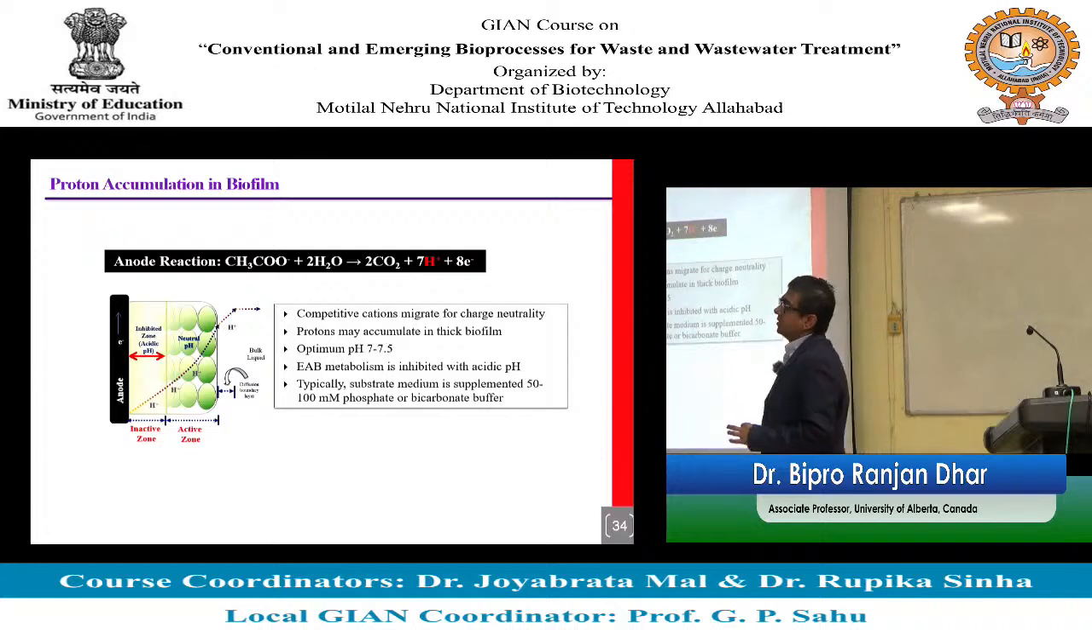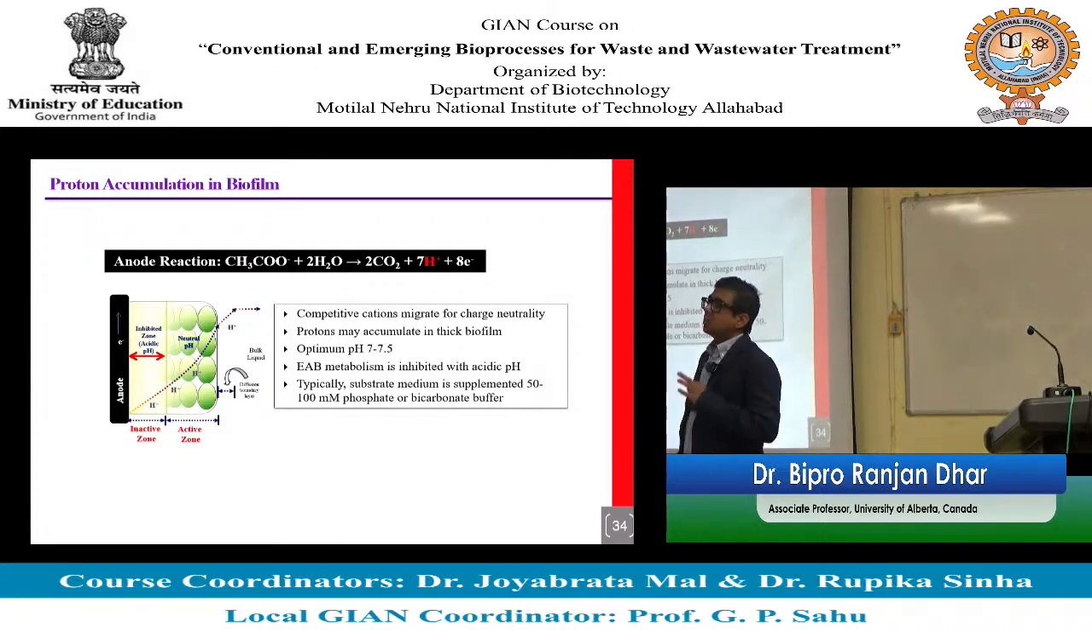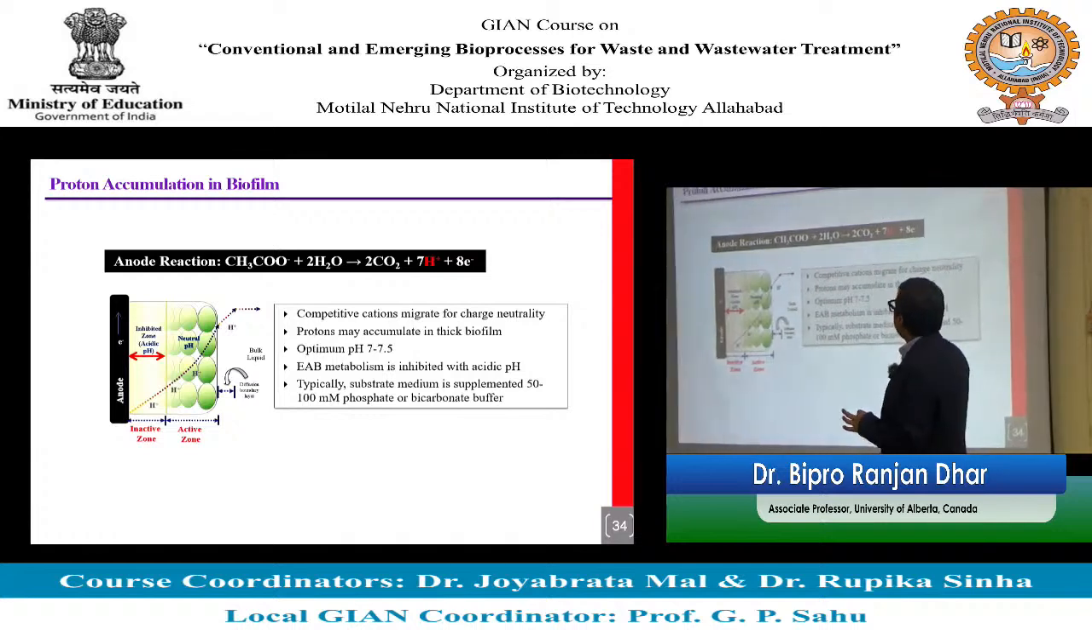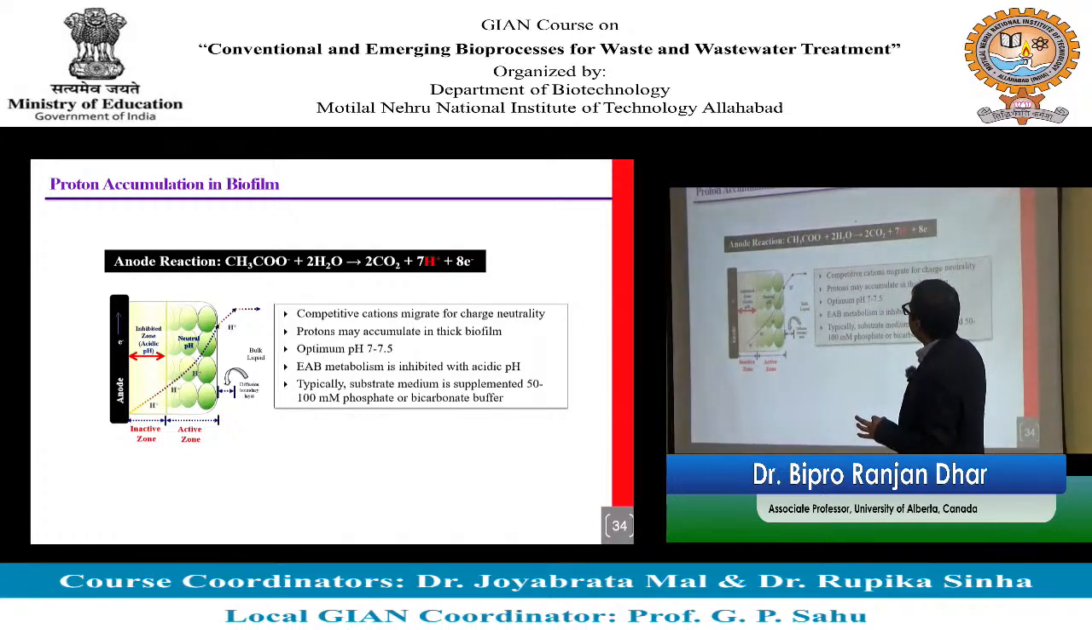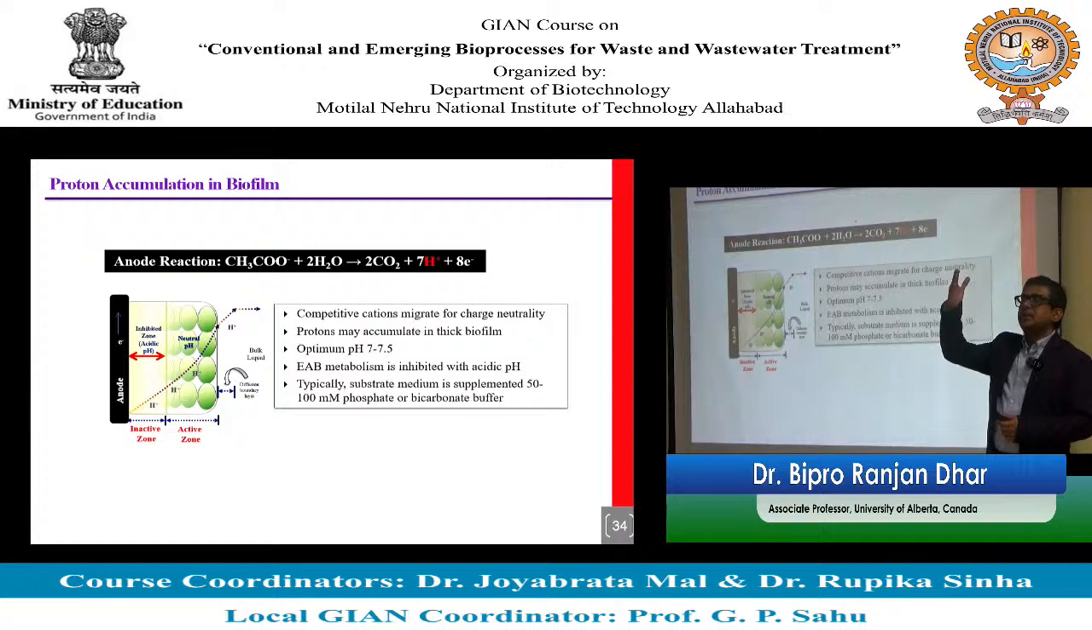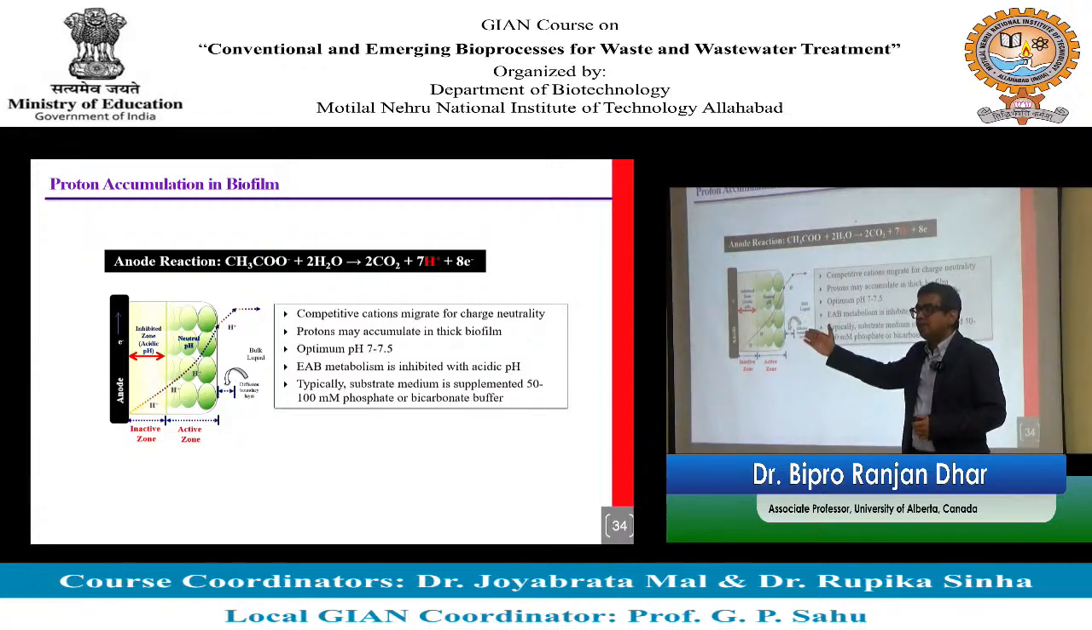Another major concern in this kind of process is proton accumulation in the biofilm, because if you remember your anodic reaction, if you have acetate, that's going to be oxidized to carbon dioxide. The process is also going to produce protons. You can see 1 mole of acetate giving you 7 moles of protons and 8 moles of electrons. So that means you expect that when electrons are moving from anode to cathode, to maintain charge neutrality your protons are also going to move from anode to cathode, right?